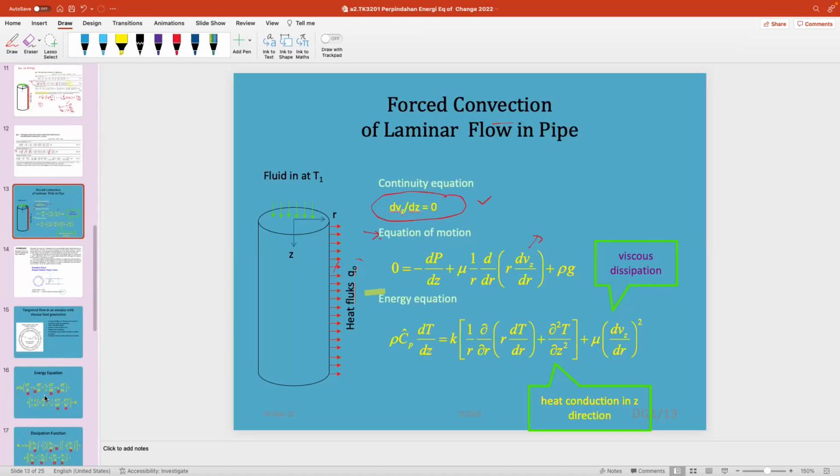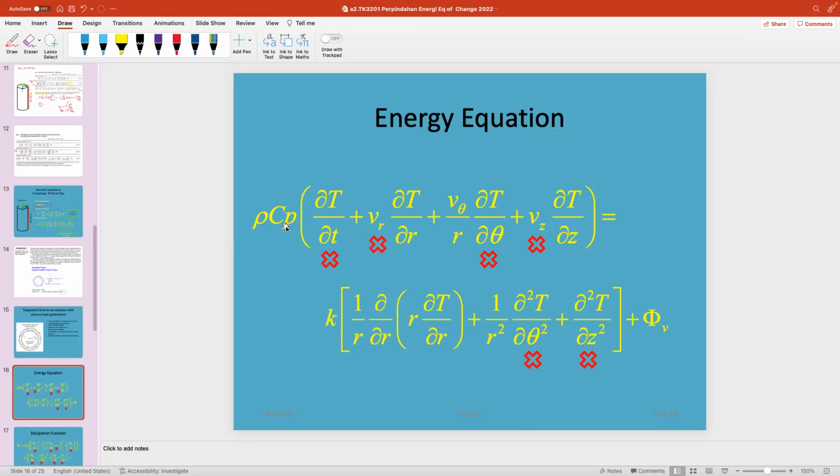Oops, not this one. Okay, so in the appendix here, we can see that this is the equation: rho Cp ∂T/∂t, temperature over time, plus rho Vr ∂T/∂r plus rho Vθ over r. We don't have this one because it is steady. We also don't have Vr. We do have Vθ, but we don't have ∂T/∂θ.